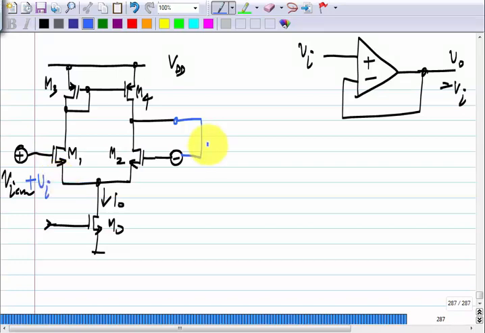Now, what is the quiescent output voltage? So, let us say this is biased at some VICM. What is the quiescent output voltage? Really? Why? VICM. Why? Same current? M2. Why?